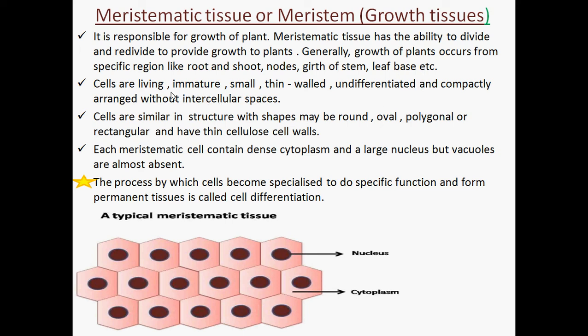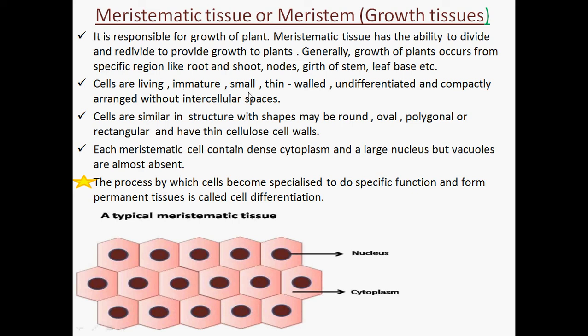Now the cells which are present in the meristematic tissues are mostly living. They are immature, they are small, they are thin walled, they are undifferentiated and compactly arranged without intercellular spaces. Now students, the cells of the meristematic tissues are living, that means they have a living protoplasm and they can divide further. They are immature, that means they are not mature to perform any kind of function, they are only involved in the growth of the plant, that is why they are named immature.